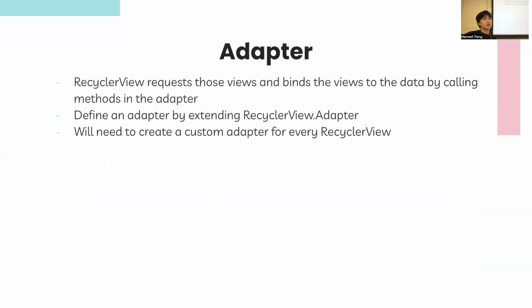So another thing that each recycler view needs is an adapter. A recycler view requests views and binds the views to the data by calling methods in the adapter. When you define an adapter, you want to do it by extending RecyclerView.Adapter. This is pretty tricky, so there's just some set syntax for it, and you'll see it during the demo. We need to create a custom adapter for every recycler view because we want to know how to adapt our pieces of data to views. Does anyone have any questions so far? Okay, good.